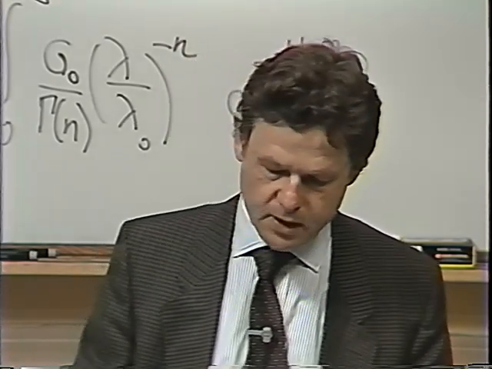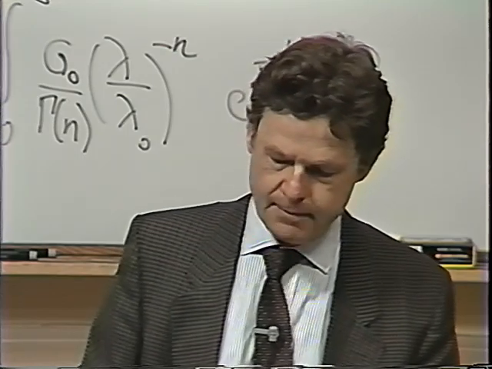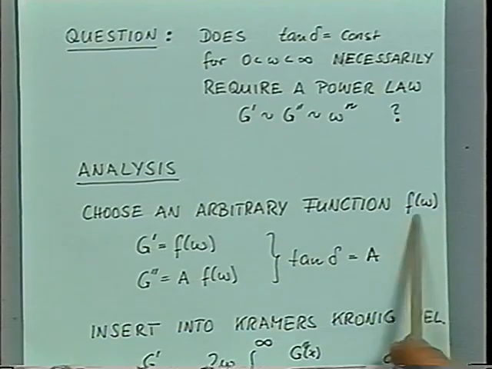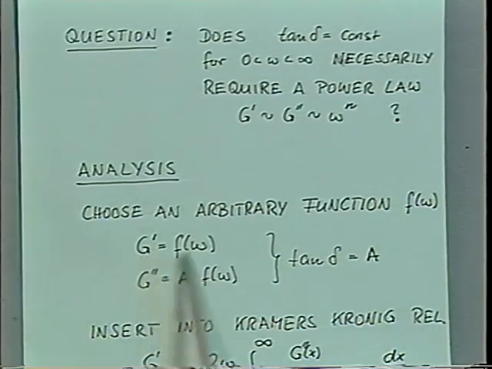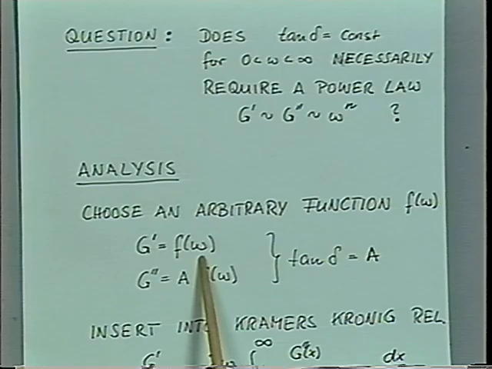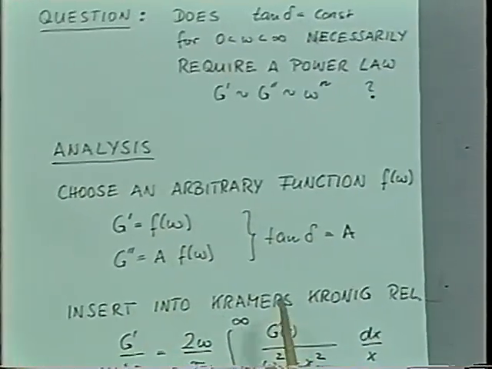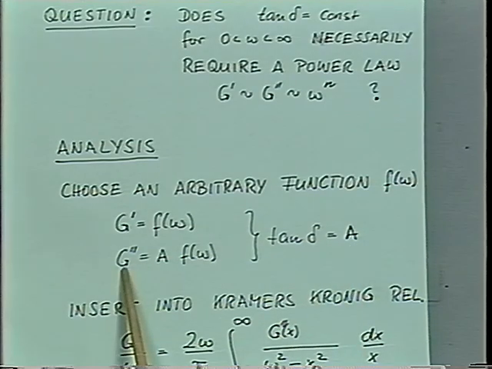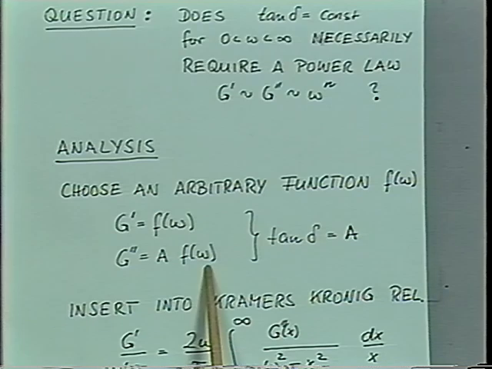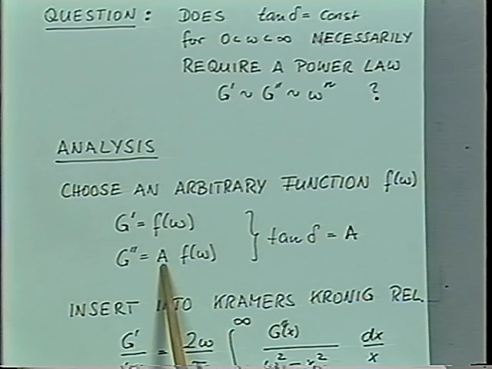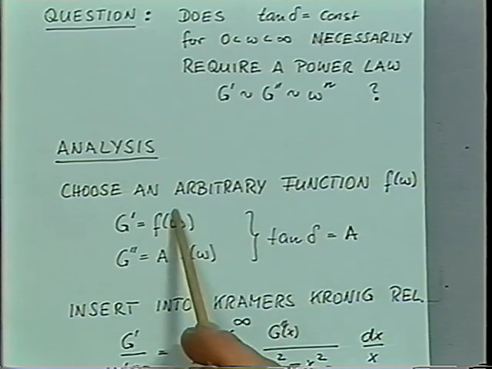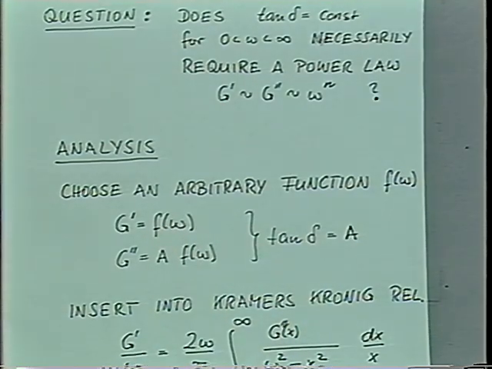So let's take an arbitrary function, f of omega. Let's take this function and say that G prime is described by this function. It's any function f of omega. Then to obtain tan delta independent of frequency, G double prime has to follow the same function, but it can be modified by some constant. But that's the condition to obtain constant tan delta. And the question is, what's f of omega?